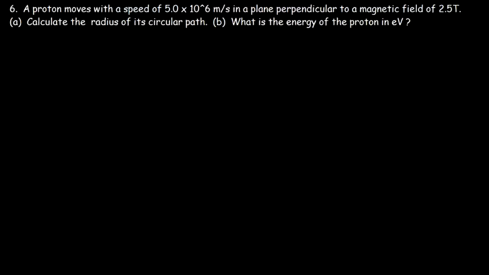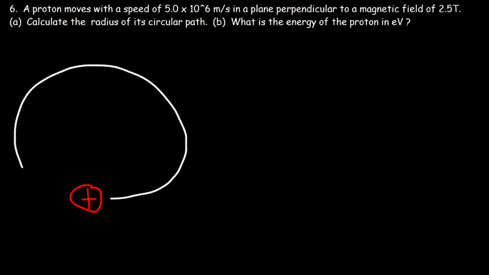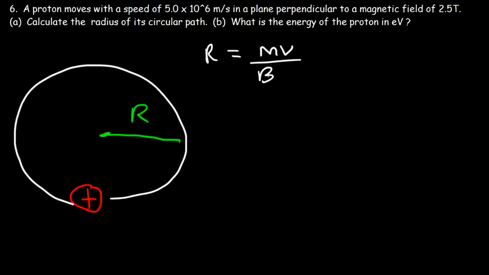Number 6. A proton moves with a speed of 5 times 10 to the 6 meters per second in a plane perpendicular to a magnetic field of 2.5 Tesla. Calculate the radius of its circular path. So here's the proton, and if it's moving perpendicular to a magnetic field, it's going to move in a circle. Our goal is to calculate the radius of that circle. So r is equal to, based on the equation that we had before, mv divided by bq.